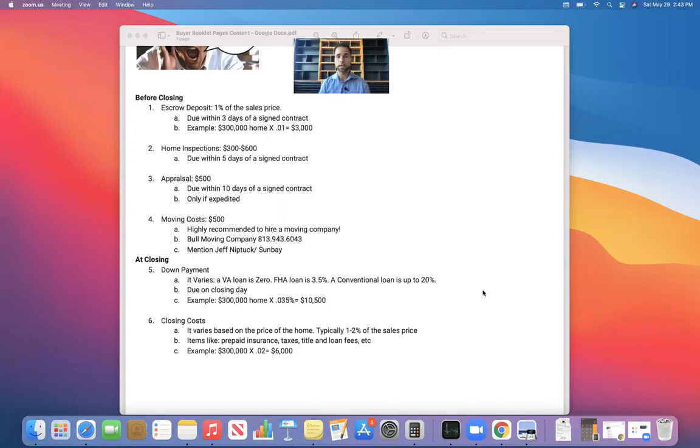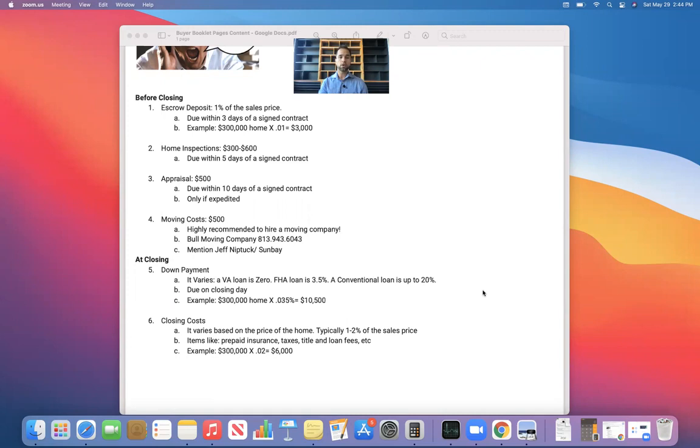It's roughly 1% of the sales price. If it's a $300,000 home, you can expect to put about $3,000 down. Now, this is negotiable. Believe you me, I am going to start much lower than that. And if the seller asks for more, we will handle that when it happens.